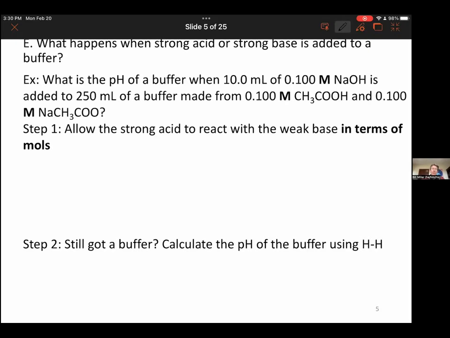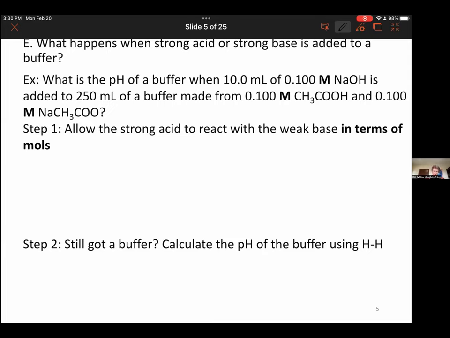Now, let's talk about what happens when a strong acid or strong base is added to a buffer. Remember, a buffer is a weak acid and a weak base. So in this particular case, we're going to add a strong base, and we're going to do an ice table in terms of moles before we do anything else.